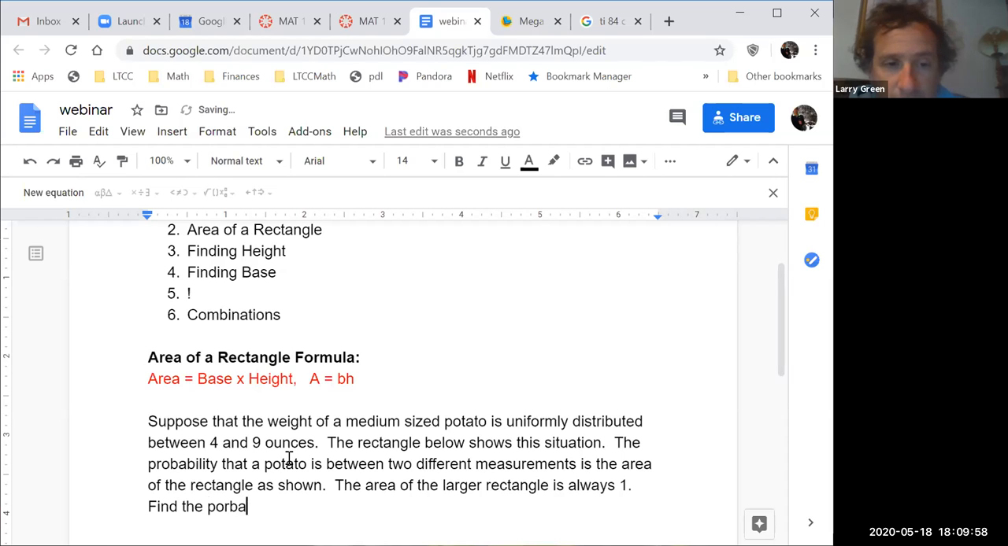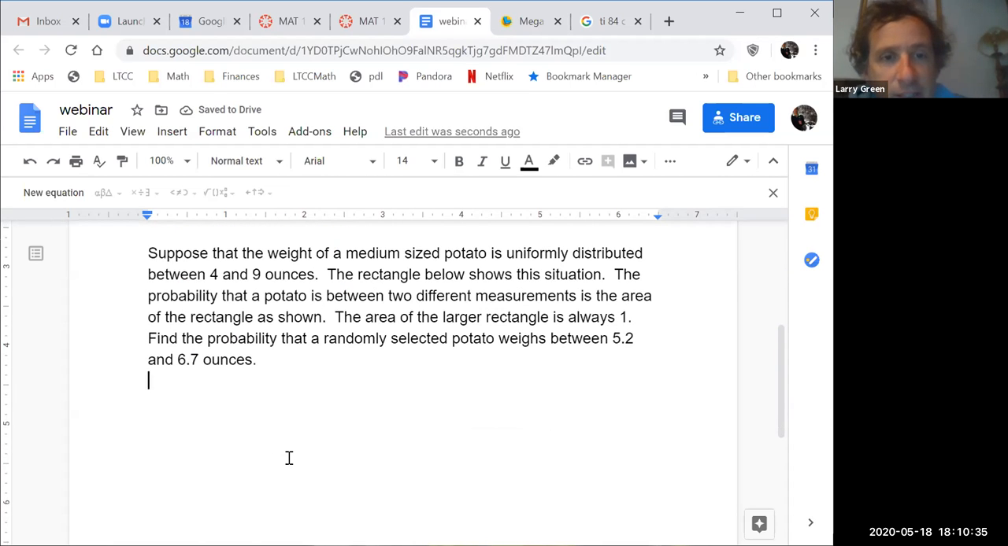Find the probability that a randomly selected potato, I guess I should say, weighs between 5.2 and 6.7 ounces. And now let me draw a picture for you. So I purposely made this long.